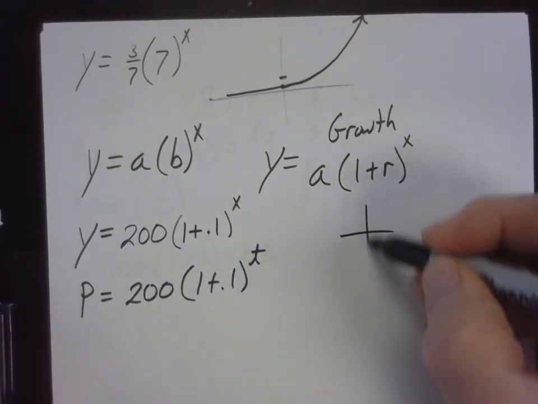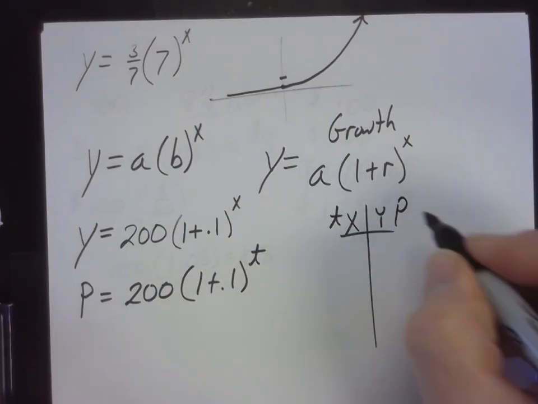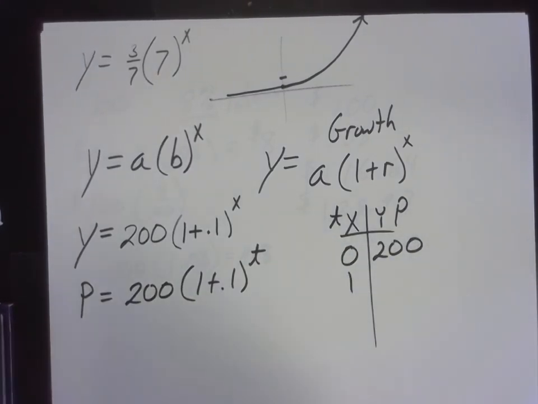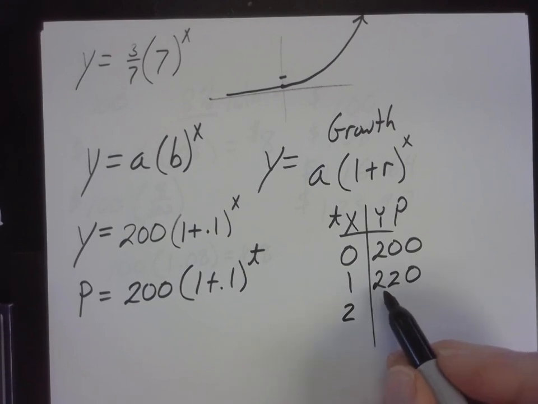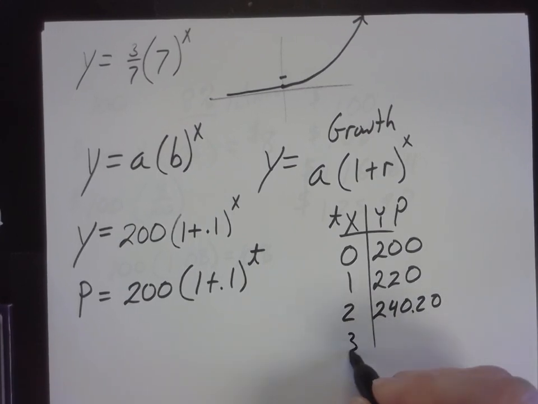So here's what it looks like. Here we have time and principal. At time 0, we have $200. And I know after 1 year, can you guys figure that out? What's 10% of 200? 20. 20 plus 200 would be 220. So it goes up $20 the first year. But the next year it's not going to go up 20, it's going to go up $22. So it's going to go up to 242. And then the third year and so on.